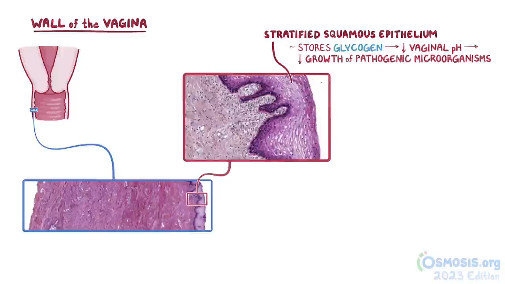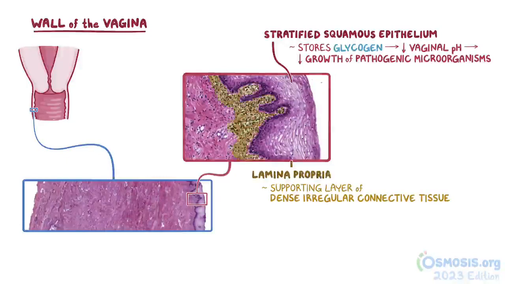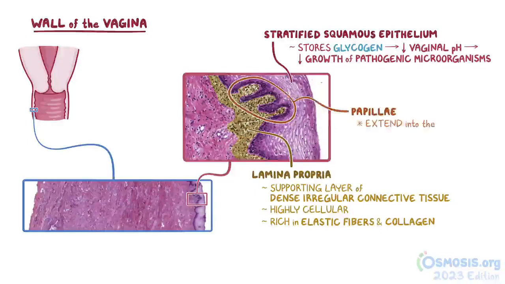Underlying the vagina's mucosa is the supporting layer of dense, irregular connective tissue called the lamina propria. This layer is highly cellular and rich in both elastic fibers as well as collagen. The lamina propria also forms narrow projections or papillae that extend into the overlying epithelium. Also, unlike the cervix, there are no glands found within the lamina propria of the vagina.